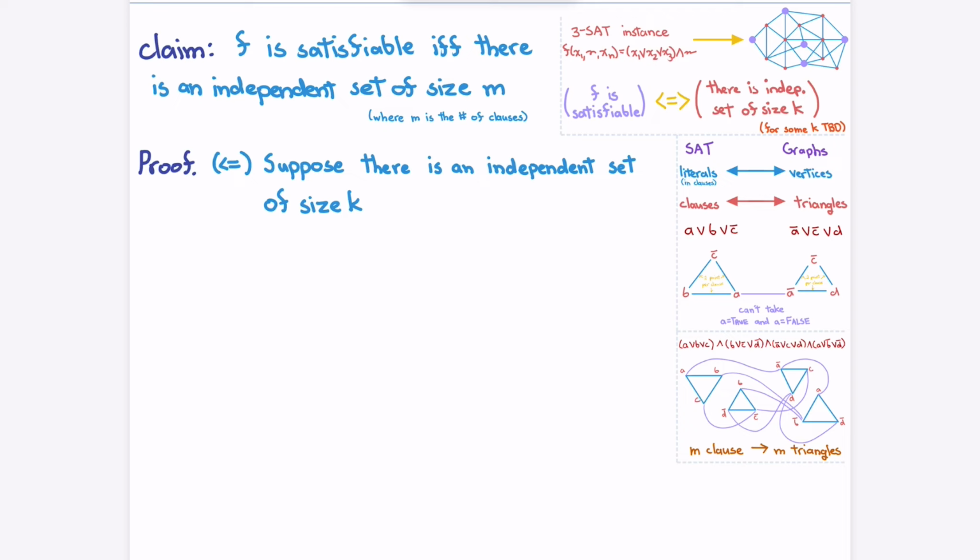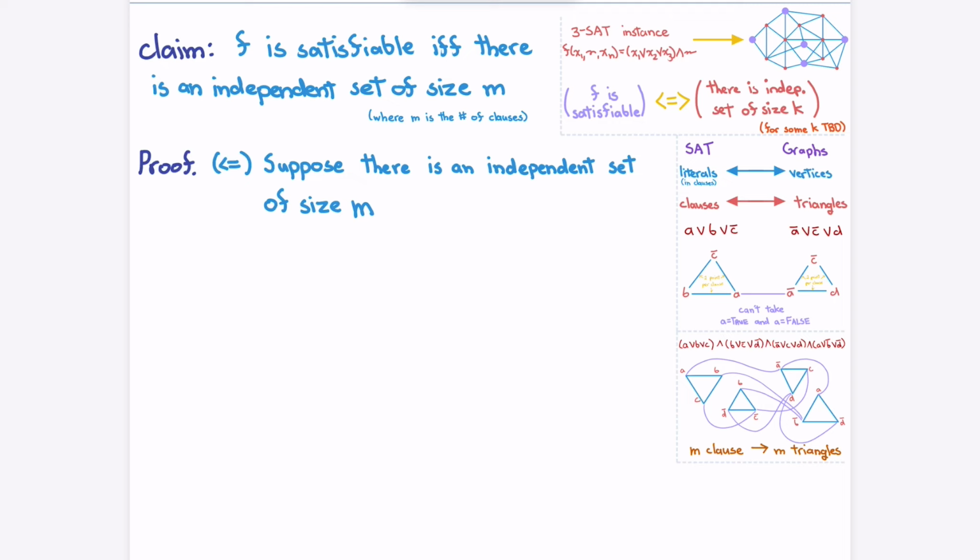So what we just showed is yes means yes. If F is satisfiable, then there is an independent set of size M. Now we're going to do the opposite direction. If there's an independent set of size M, then F is satisfiable, which is the same as saying if F is not satisfiable, then there is no independent set of size M. The fancy word is contrapositive, I think.